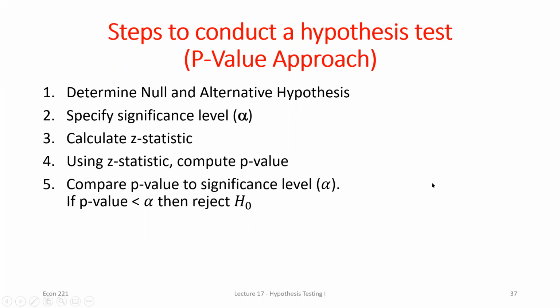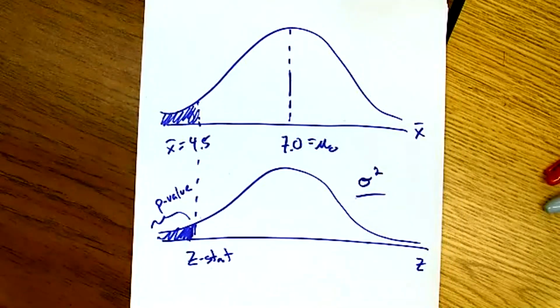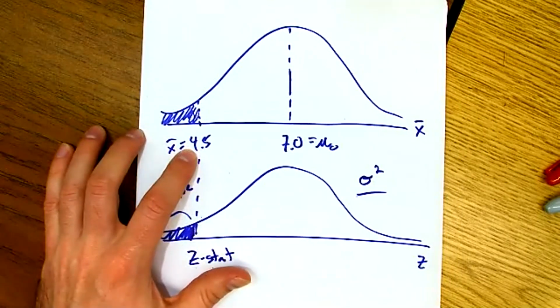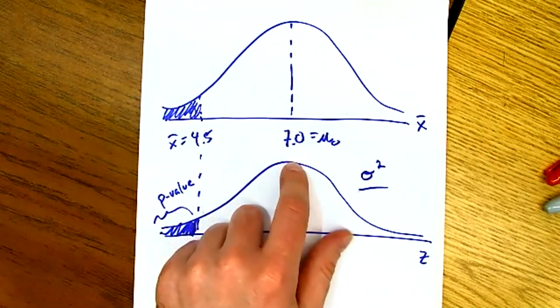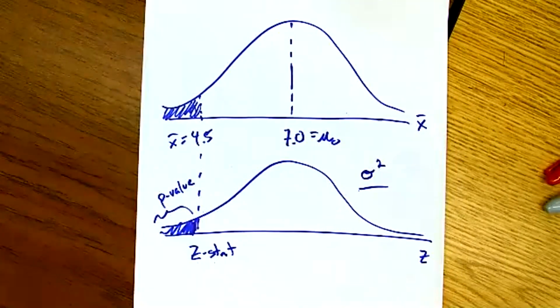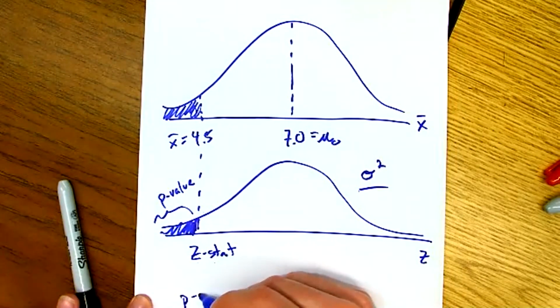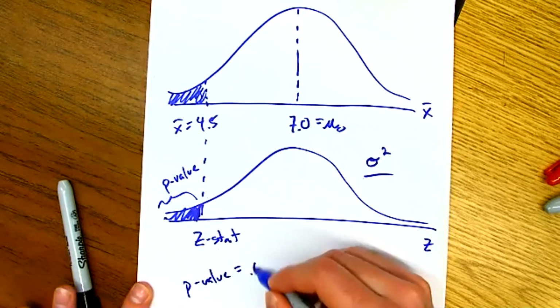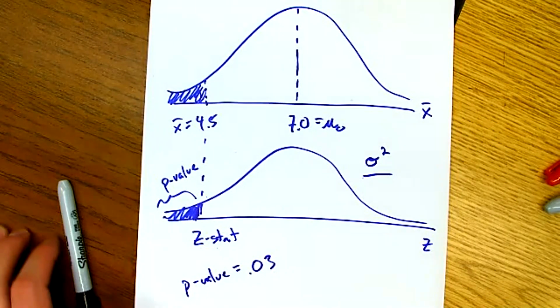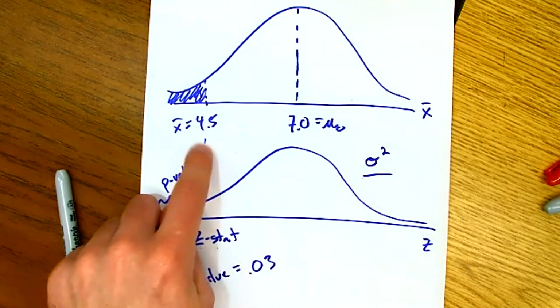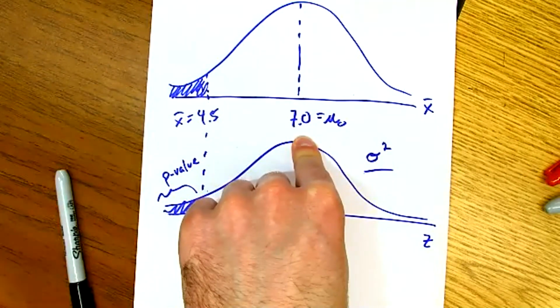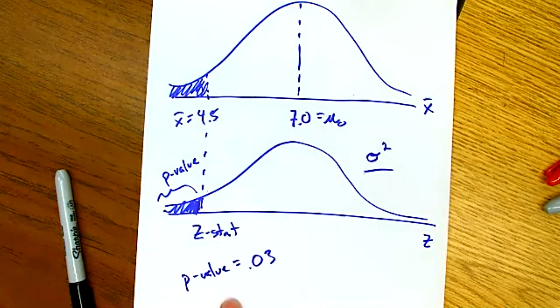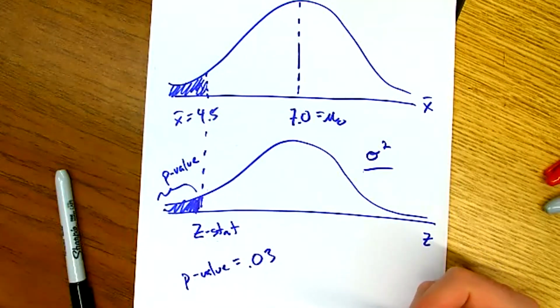So let's say I return to this example and I find the probability of seeing 4.5 or anything lower, if in fact the true mean was 7, maybe I find that probability is like 0.03, right? So there was like a 3% chance that I saw this as my sample mean, if in fact what I assumed to be true was true. Well, that seems like a pretty low probability, right?